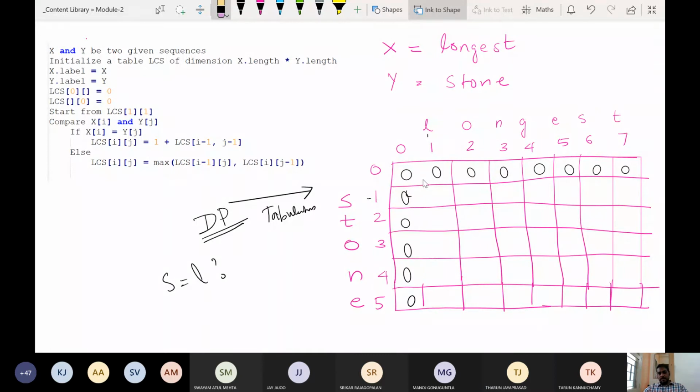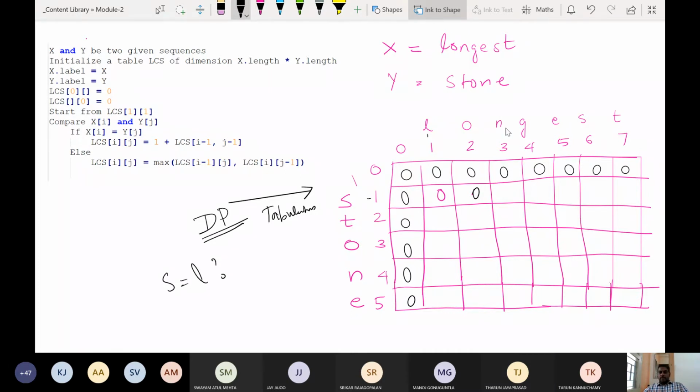Okay, everything is gone, I'll draw it again. Here one line. So 0 and 0, 0. Now I need to fill this cell. First thing, S and O compare. Are they equal? No, S and O are not equal. Then go one cell up, what is the value? 0. Go one cell left, what is the value? 0. 0 and 0, which is maximum? 0. So filled with 0.